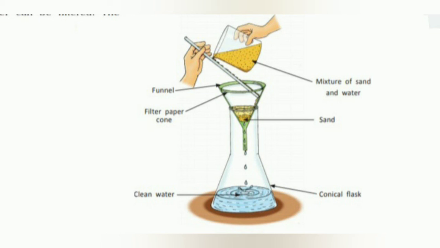So today we will complete only this much. Next class we are going to learn how to remove soluble impurities.